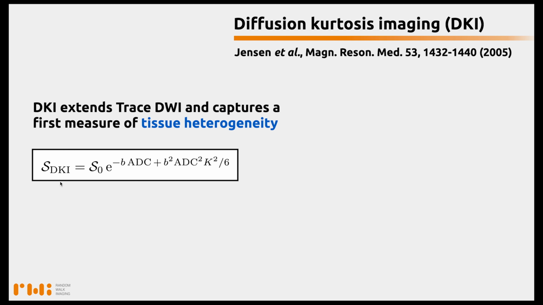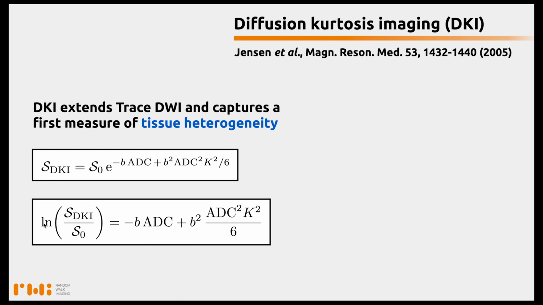So here the signal for DKI looks a lot like trace DWI, this S0 exponential minus b times the apparent diffusion coefficient. But you see this second term in the exponential in b squared linked to the ADC squared and this mean kurtosis K squared divided by 6. You can also write the logarithm of the signal DKI divided by S0, and you see that you have these two cumulants that show up. This is a two-term cumulant expansion. The first cumulant is minus the ADC, and the second cumulant is ADC squared K squared over 6.